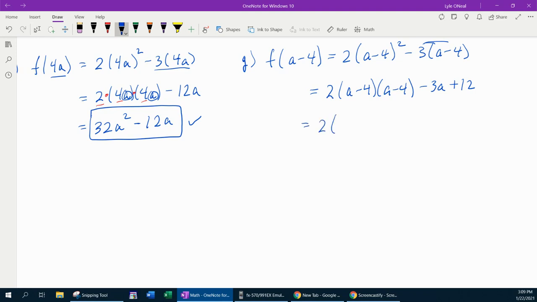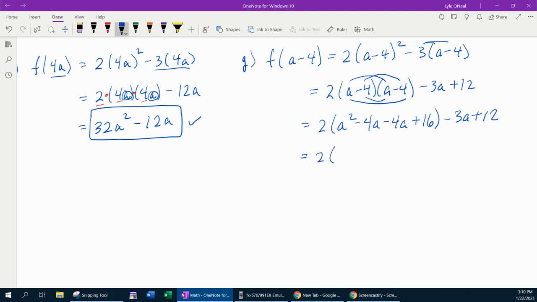All right, let's FOIL it. A times a is a squared. Those are the first ones we do. Then on the outside, negative 4 times a, that is negative 4a. On the inside, another negative 4a. And last but not least, negative 4 times negative 4 gives us a plus 16. Minus 3a plus 12 comes down.